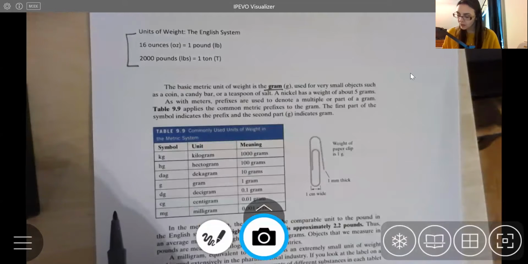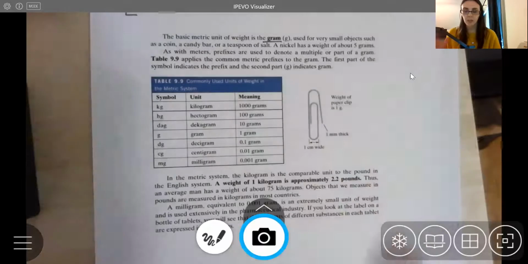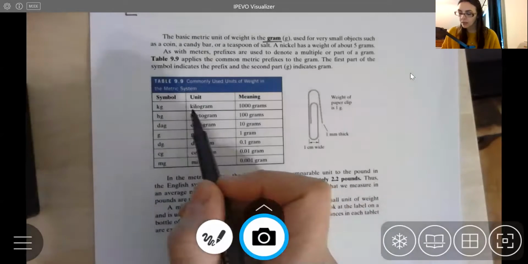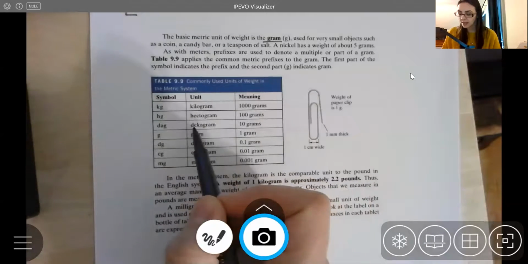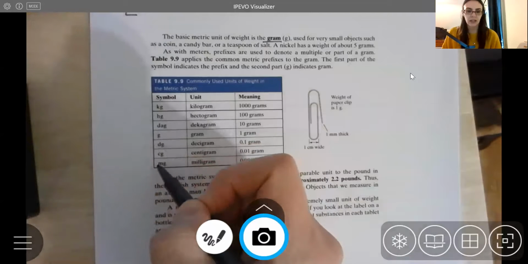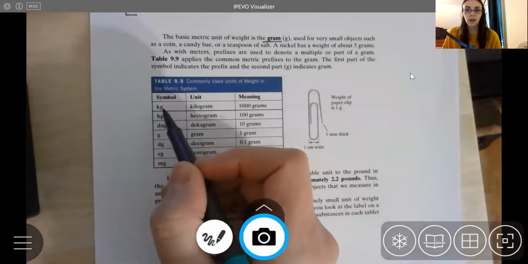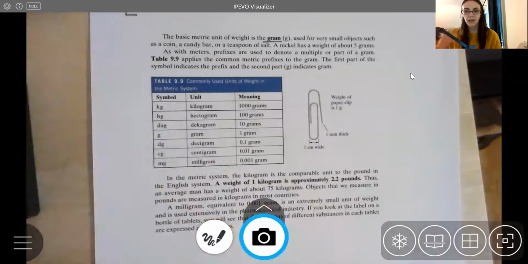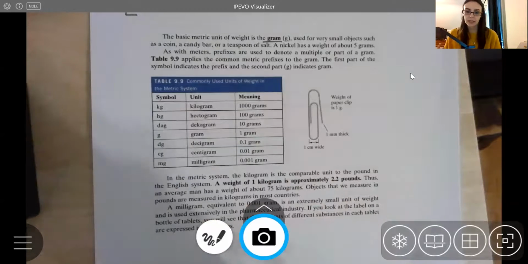As with meters, prefixes are used to denote multiples or parts of a gram. So you have that same distinction with the metric system, which is really nice. Kilo is 1,000, hecto is 100, deca is 10, and so on. So you have those, again, same prefixes. It's just that instead of being meters or liters, we're in grams. But it's really the same conversion process.